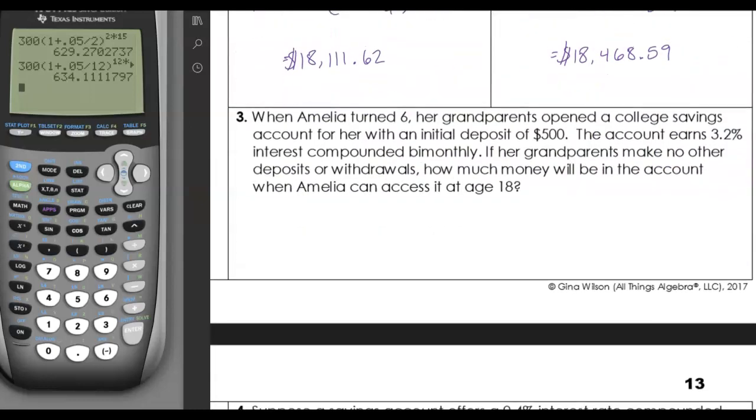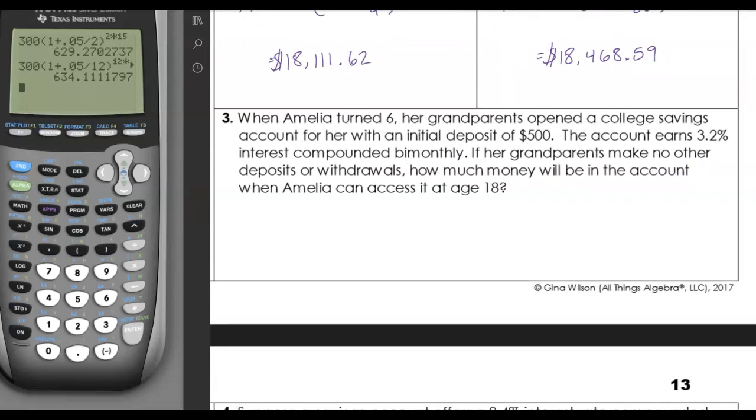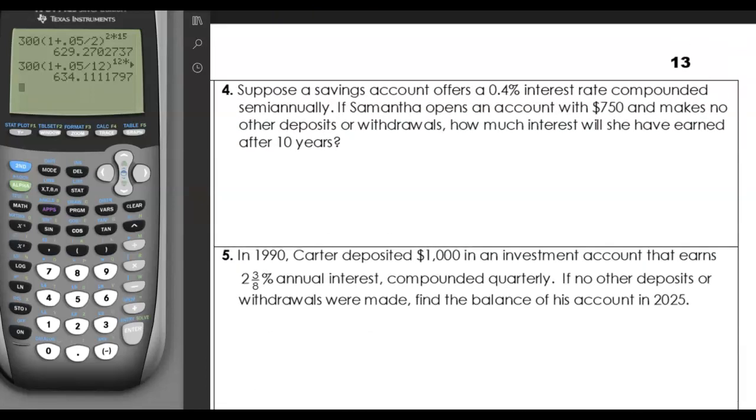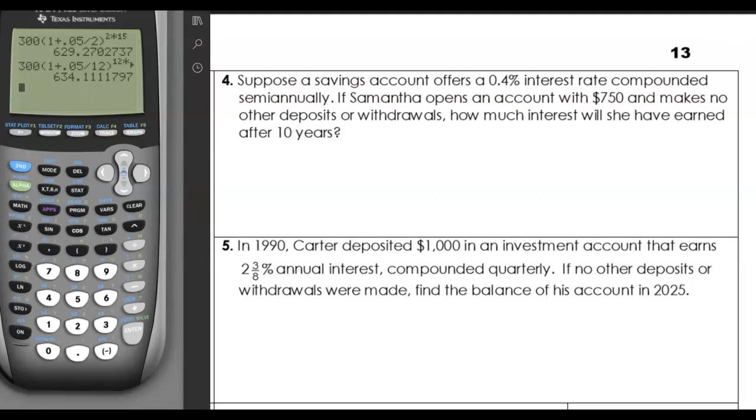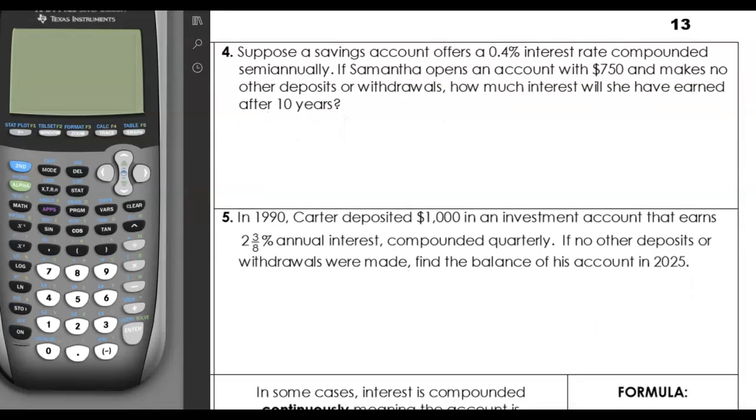All right, so let's do this word problem. Let's skip to number 4. So it says, suppose a savings account offers a 0.4% interest rate compounded semi-annually. If Samantha opens an account with $750 and makes no other deposits or withdrawals, how much interest will she have earned after 10 years? So I start off my formula as A equals.